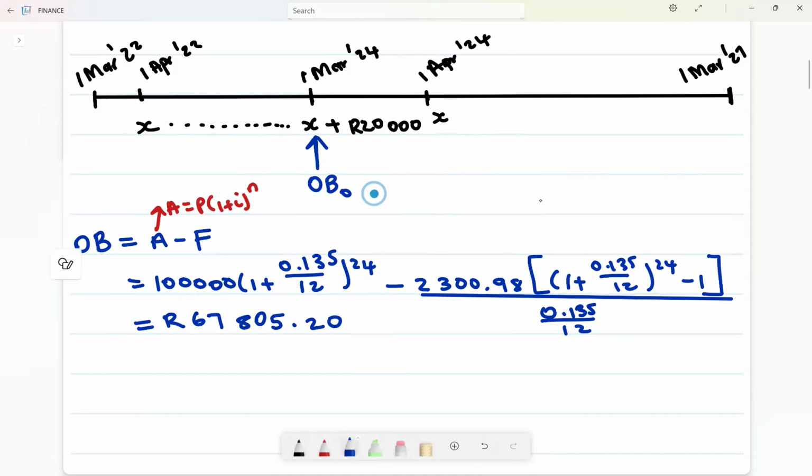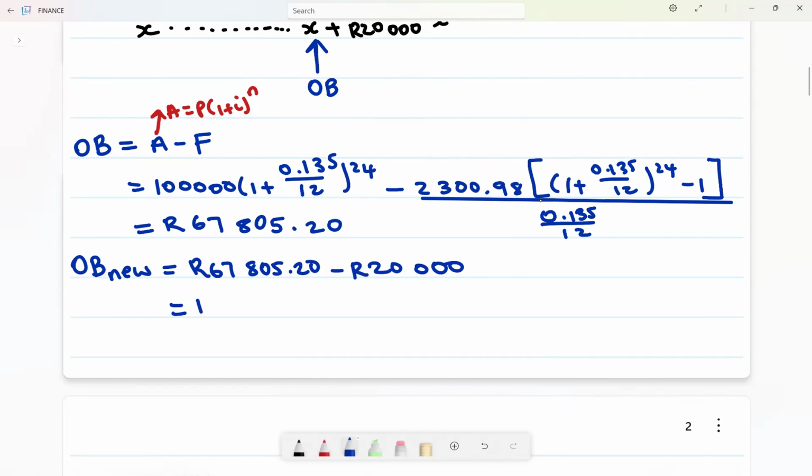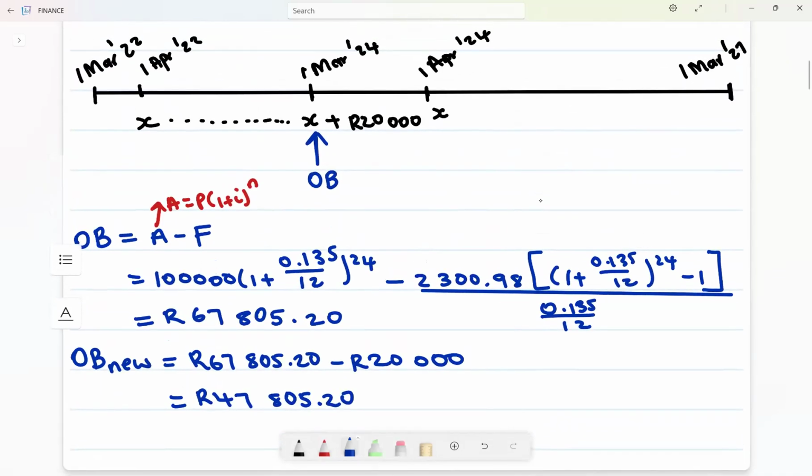Okay, let me not confuse you. This is the outstanding balance here before he made the 20,000. But now after making the 20,000, the new outstanding balance is going to be what? 67,805.20, and then I need to subtract how much? The 20,000 that he put. So this is my new outstanding balance. It's going to be something like 47,805.20.